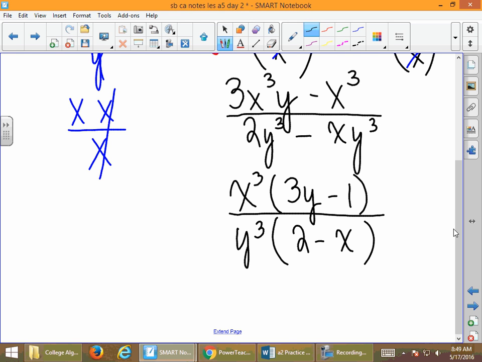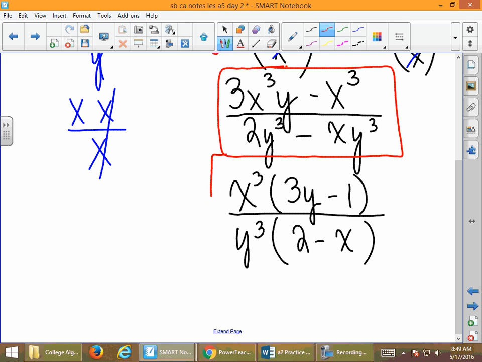Because remember, what we're looking for if we want to cancel is, do we have anything exactly the same on the top and on the bottom? And we do not have anything exactly the same on the top and the bottom. So I am fine with this answer, but I'm also fine with this answer. Remember, they don't always cancel.